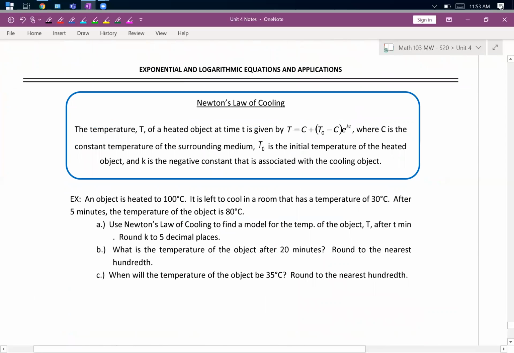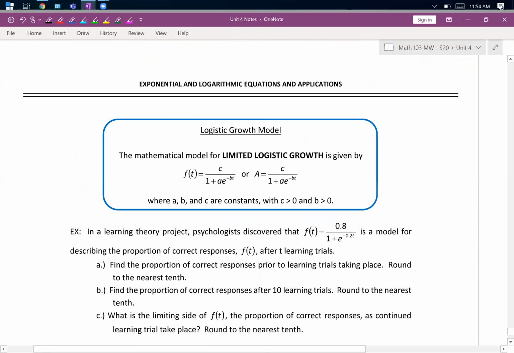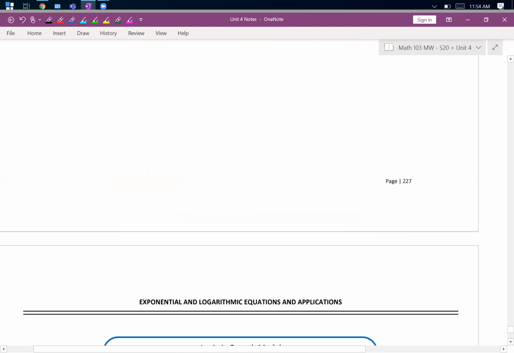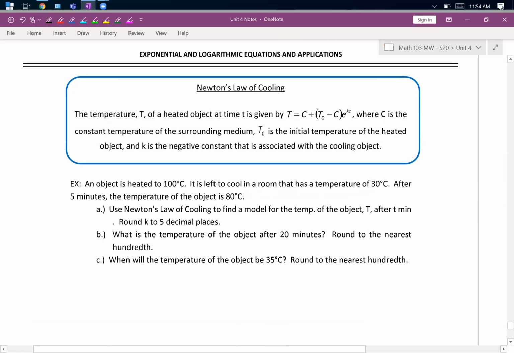All right, Newton's law of cooling. This is the last problem I'm going to do in the whole course. I'm not going to do the last problem, logistic growth model. This is it. Newton's law of cooling. Here we go.